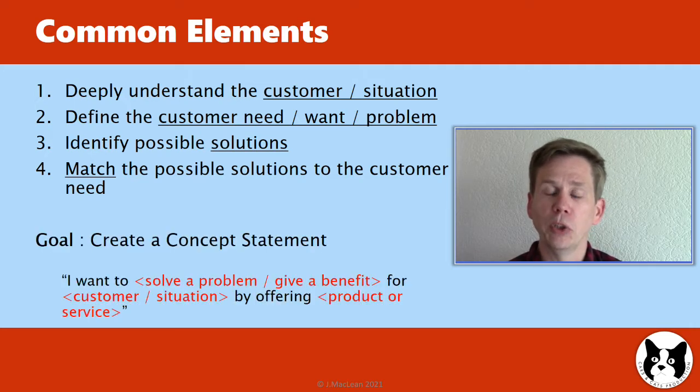At this stage, what you want to create is a concept statement. You want one very, very simple sentence which can define exactly what your idea is. So, for example, I want to solve a problem or give a benefit to a certain customer or a certain situation by offering a product or a service. If you can't say it very quickly like that in one short sentence, it's too complicated at this point. You'll define more detail later.